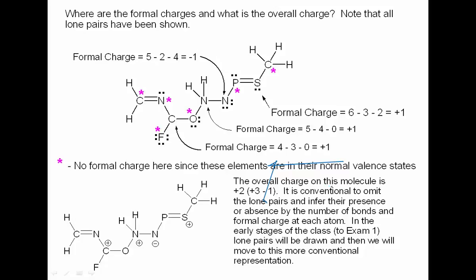Okay, just like to say, it's conventional to omit the lone pairs and infer that they're either there or not there by the number of bonds and the formal charge that's indicated at each atom. In the early stages of this class, I realize that all of this stuff might be a little confusing at first. We're going to show you the lone pairs all the way up to exam 1, and if we're not showing you the lone pairs, we're warning you that we're not doing that. But this is the normal convention to not show the lone pairs, and we infer their existence from the number of bonds and the formal charge if it is present.